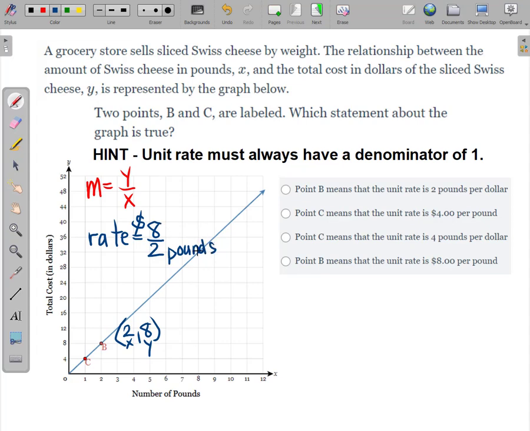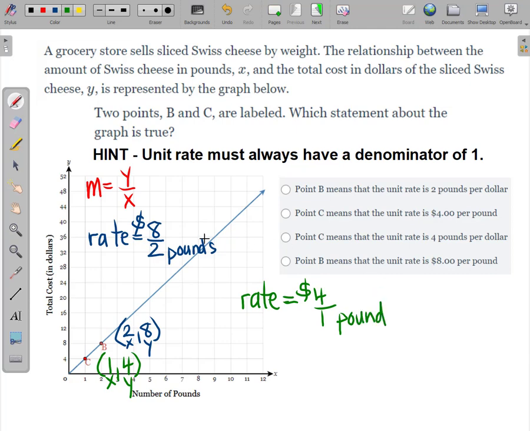Switching over to green, my ordered pair for point C is 1 to the right, up 4. So my ordered pair is 1, 4. And that means that 1 pound, on my x-axis, will cost $4. And then my rate for that one would be $4 per 1 pound.